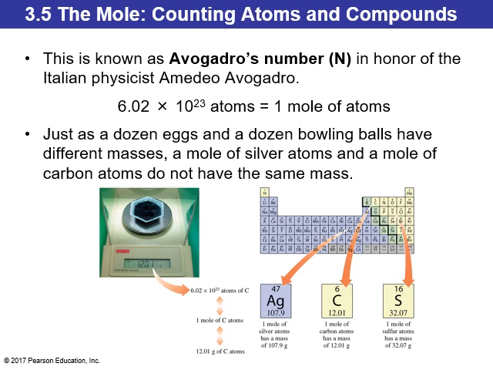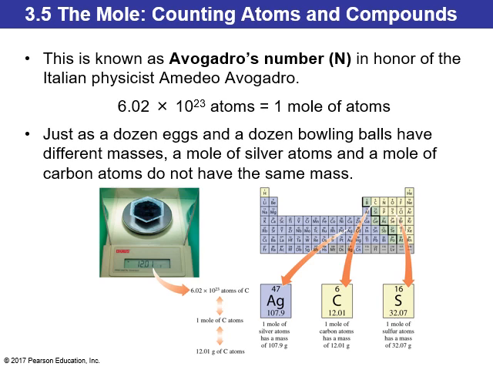So just like a dozen eggs and a dozen bowling balls have different masses, a mole of silver atoms is going to have a different weight from a mole of carbon atoms. In particular, if we say we have 1 mole of carbon atoms, that has a mass of 12.01 grams. So sometimes we'll take that number on the bottom of the little symbol on the periodic table, 12.01, and we'll call it the molecular weight in grams per mole. So what's the molecular weight of carbon? It's 12.01 grams per mole.